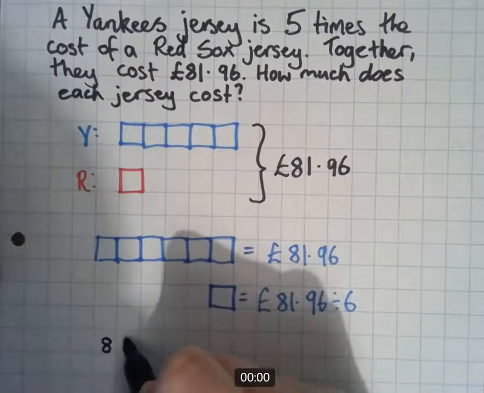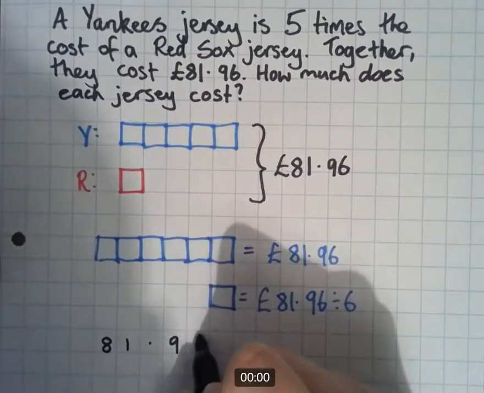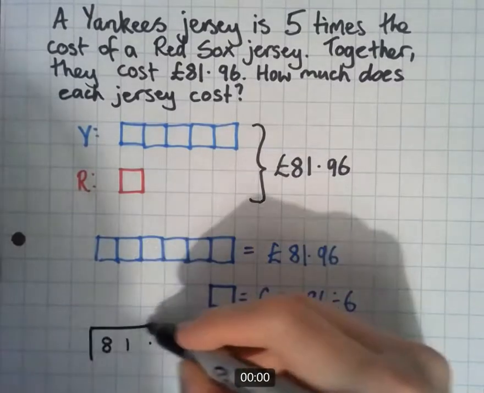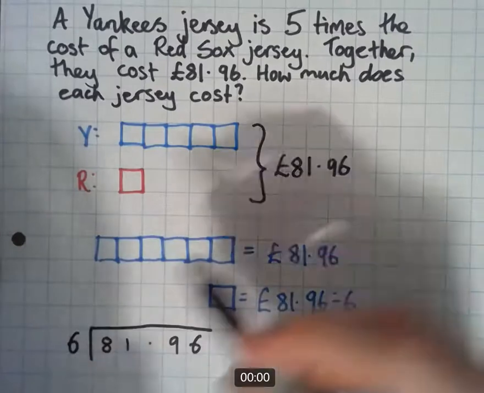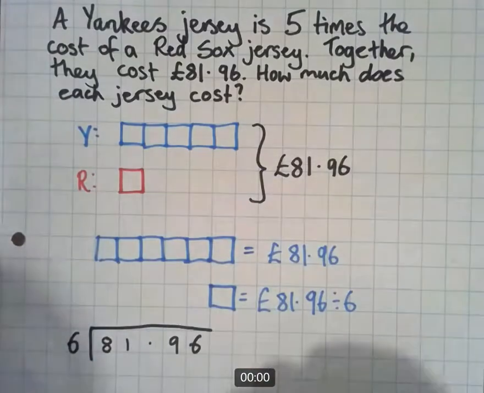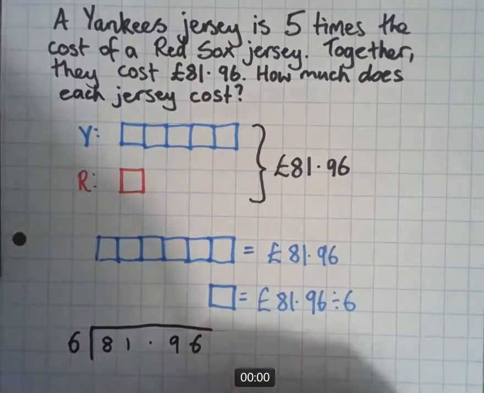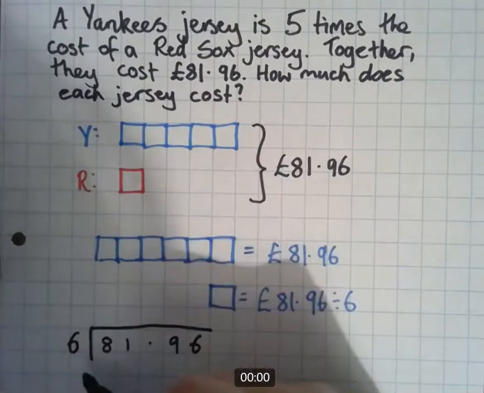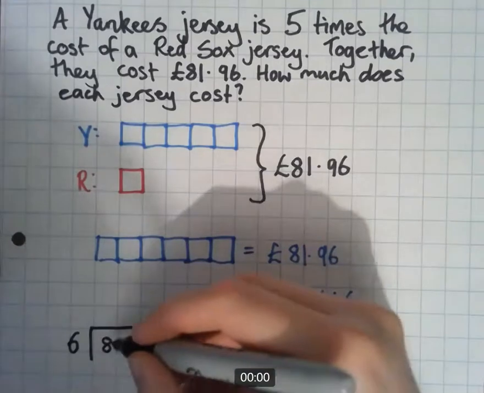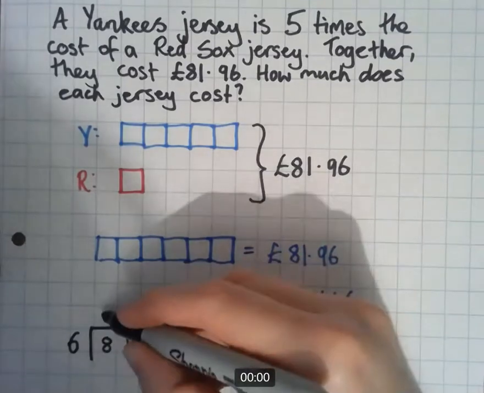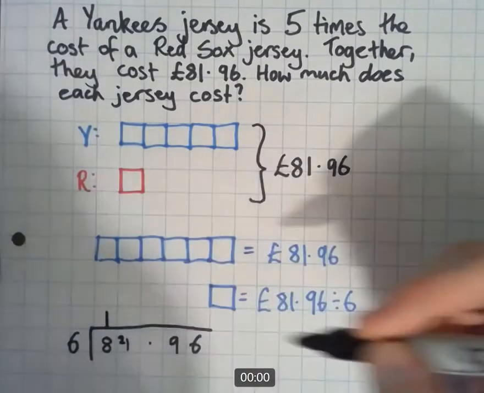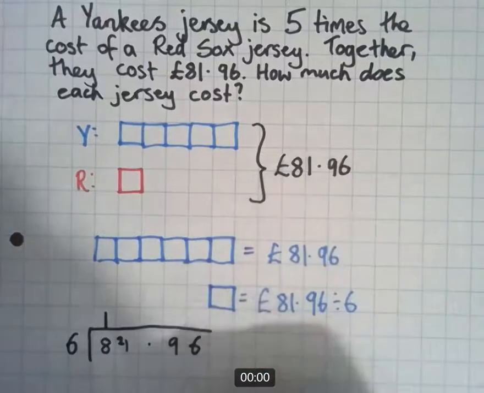So we have £81.96. And we are dividing that by 6 because there were 6 of our little blocks. Some of you are probably moaning that I'm not using a ruler again. Sorry, I really am quite bad at that. So let's have a look at our 81. How many groups of 6 can we make from our £10 there? We can make 1 with a remainder of 2. How many groups of 6 can we make from our 21 £1?